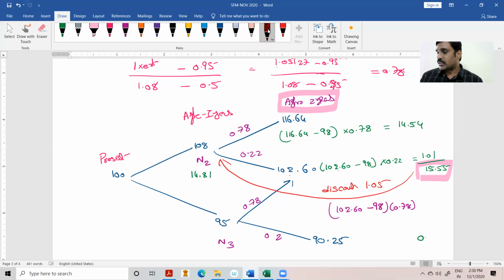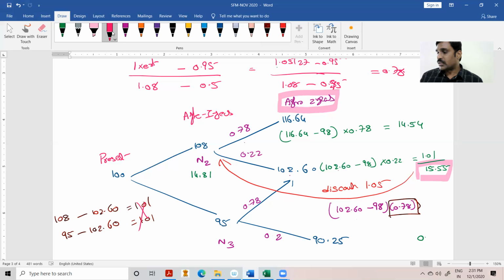Here also, students make a possible mistake. They take 1.01 for both this and this. No, 95 to 102.60 is different, and 108 to 102.60 is different. Don't take both as 1.01. It's a blunder mistake. The probability is different. Okay.